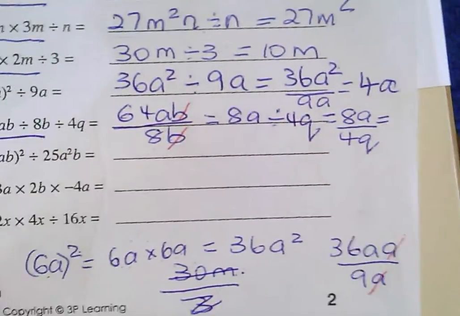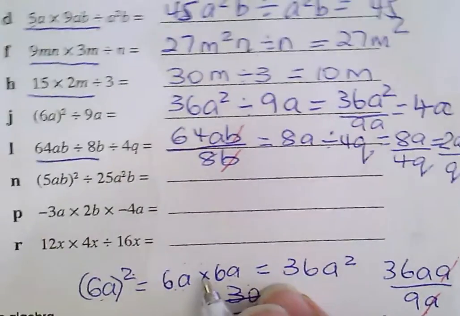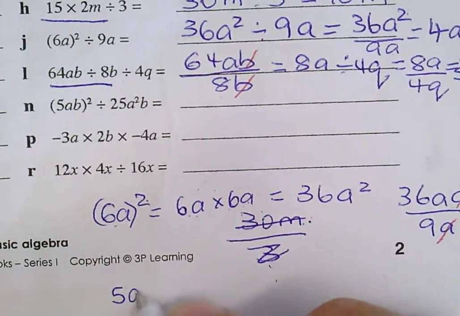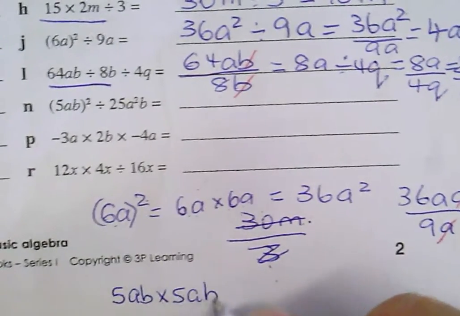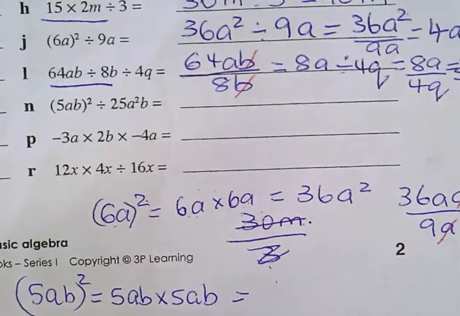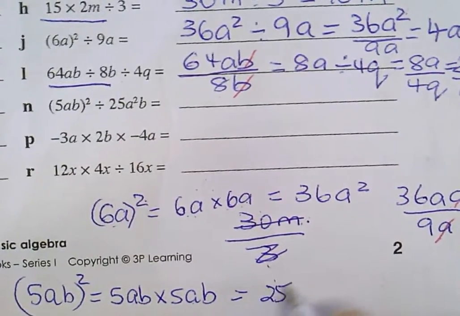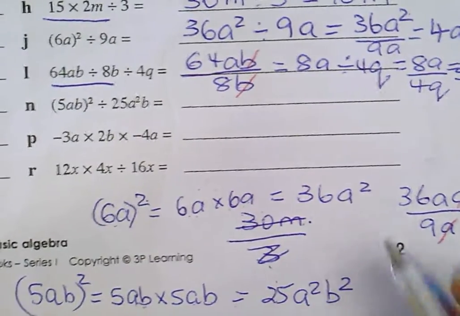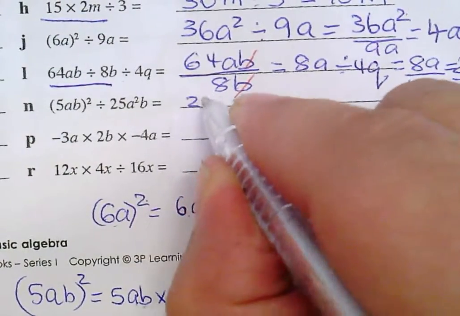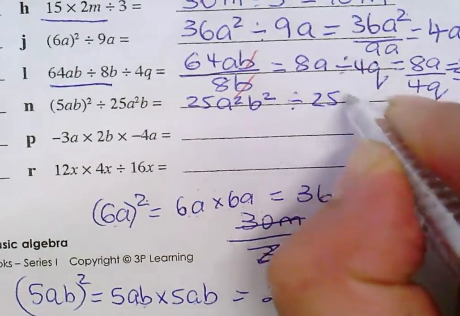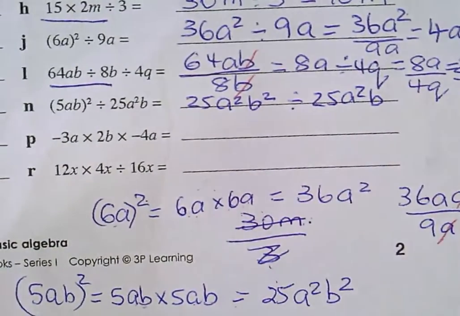This question N, 5ab all squared, means 5ab times 5ab. So 5ab squared means 5ab times 5ab. 5 times 5 is 25. A times a is a squared. B times b is b squared. So I can write that that's 25a squared b squared divided by 25a squared b.